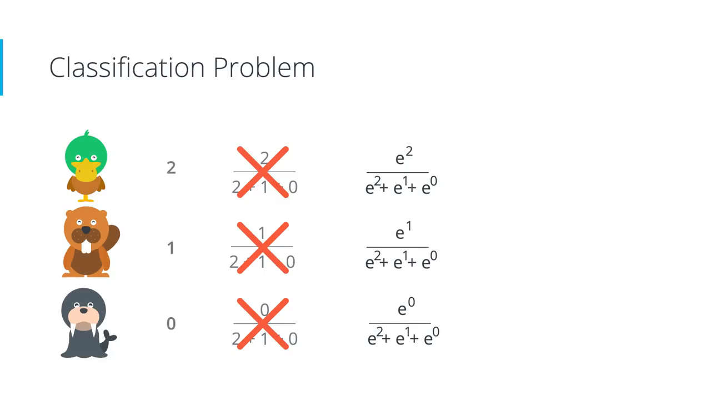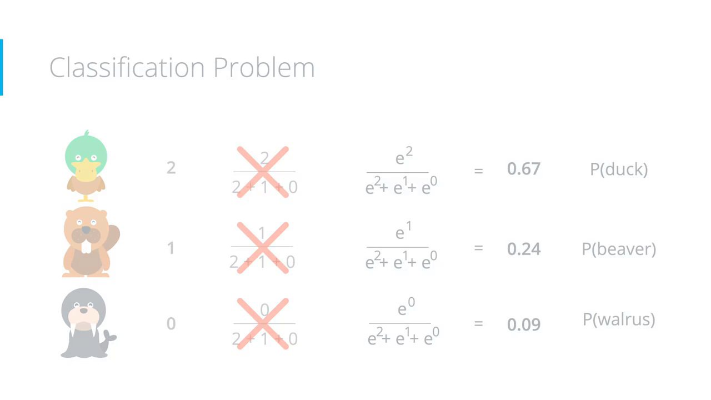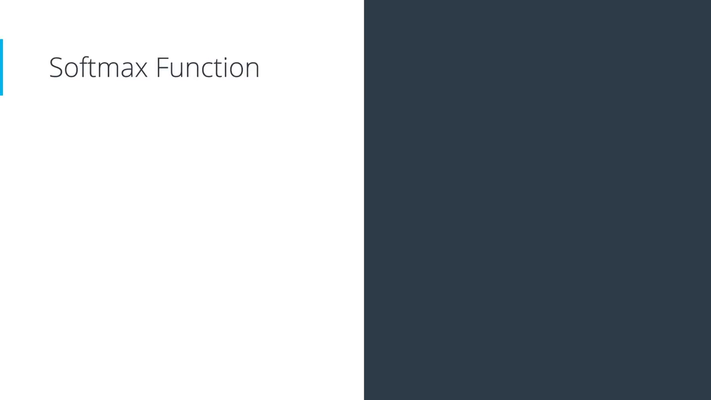So the probabilities we obtain now are 0.67, 0.24, and 0.09. This clearly adds to 1, and also notice that since the exponential function is increasing, the duck has a higher probability than the beaver, and this one has a higher probability than the walrus. This function is called the softmax function, and it's defined formally like this.